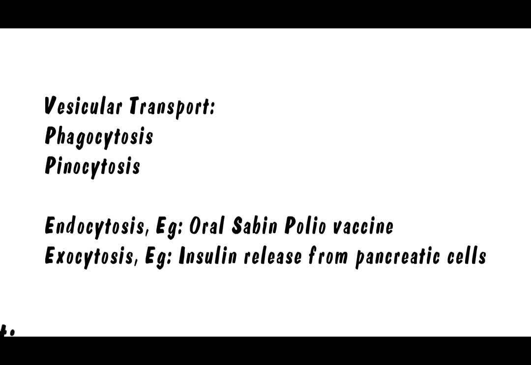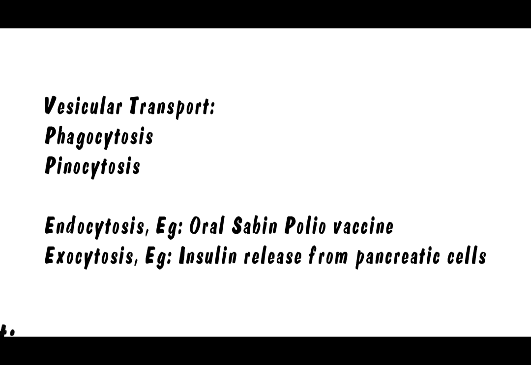It is actually seen with the help of macrophages. Few drugs like the oral Sabin polio vaccine are transported through this endocytosis pathway.